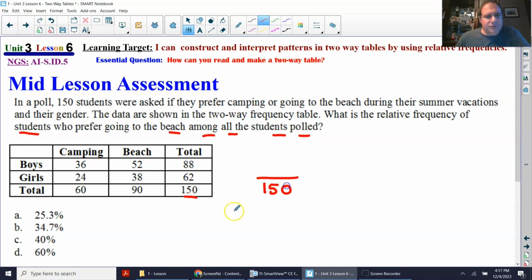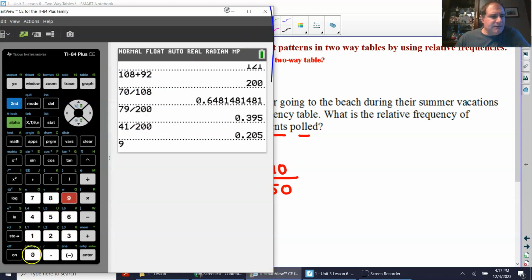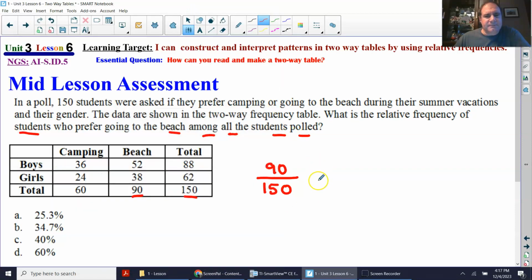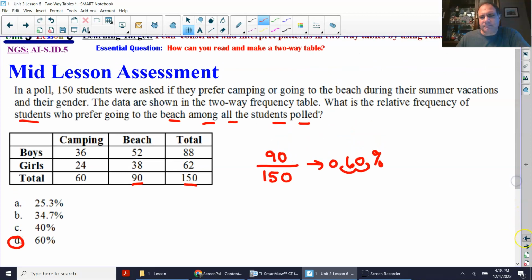So 150, all students polled. Students who prefer going to the beach, 90. So we're going to grab our calculator. We're going to do 90 divided by 150 is 0.6. If you move that over 2 places to the right, you get 60%. And that is your mid-lesson assessment, D.